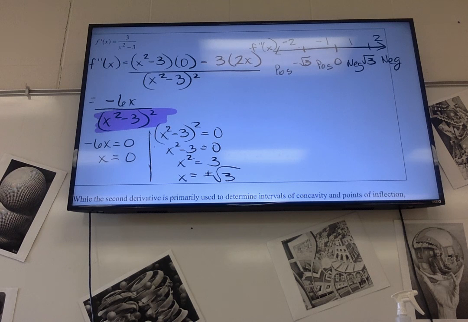So the only cusp is zero. Or not cusp. One point of inflection. It is concave down from 0 to the square root of 3, and then from the square root of 3 to infinity. Why can't I just say from 0 to infinity? Because we don't know. I don't know. What's going on at the square root of 3?